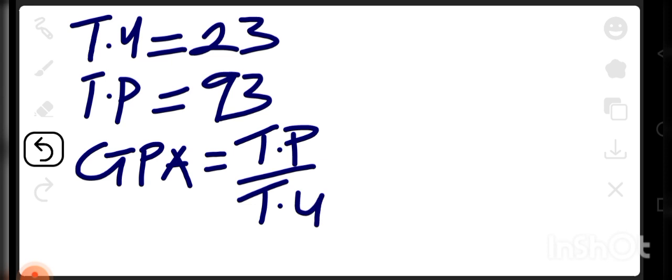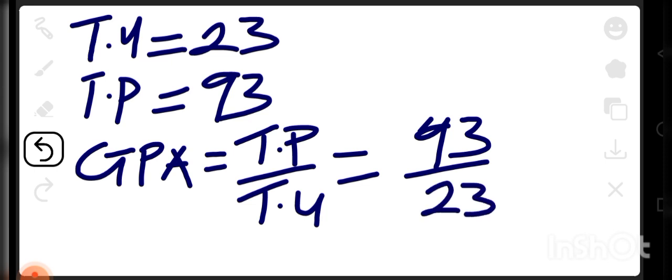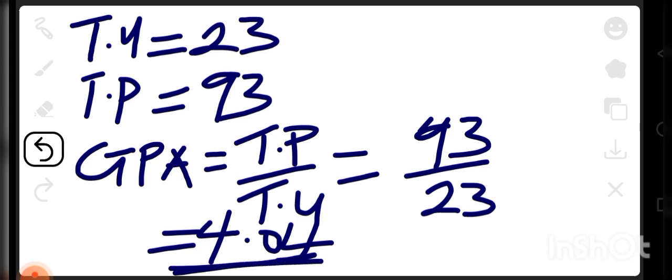So the total point you got when we are multiplying the grade and the units is divided by the total units of that semester. The total point is 93, divided by the total unit, which is 23. So what this gives us is 93 divided by 23. That is 4.04 to 2 decimal places. Okay, let me write it here. I'm going to have 4.04. So this is your GPA for this semester.